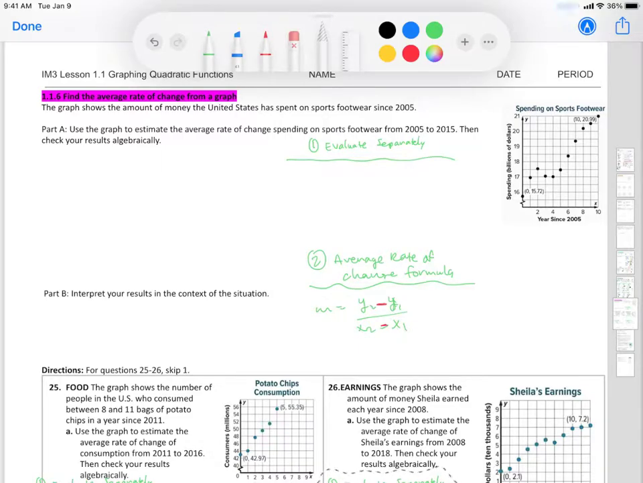Alright, so let's go over 1.16 averaging, find the average rate of change from a graph, or more context. The graph shows the amount of money the United States has spent on sports footwear since 2005. Part A, use the graph to estimate the average rate of change spending on sports footwear from 2005 to 2015, then check your answers algebraically.